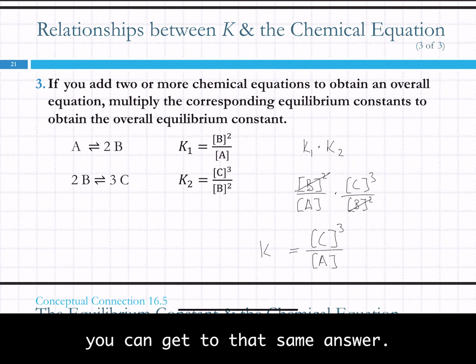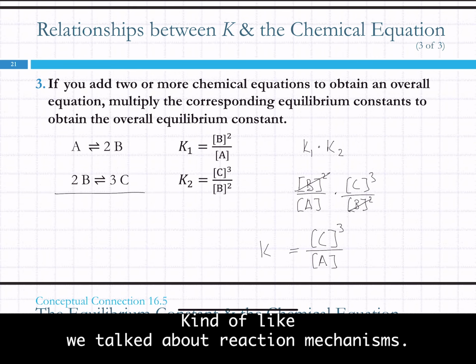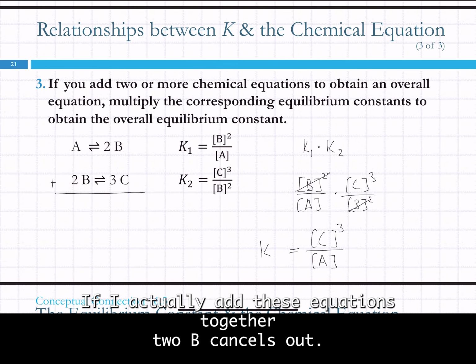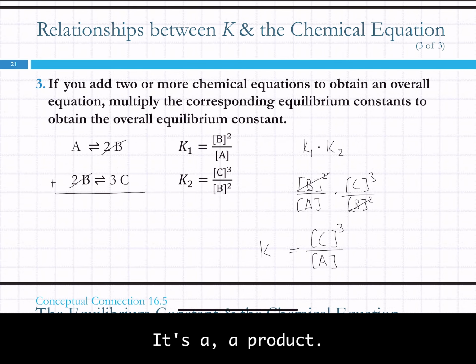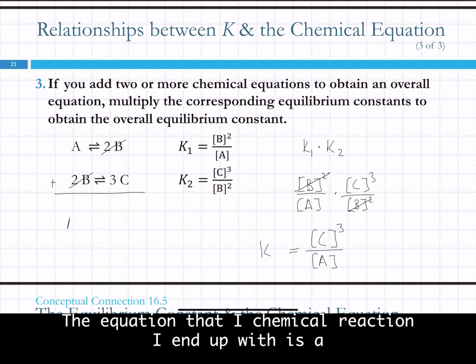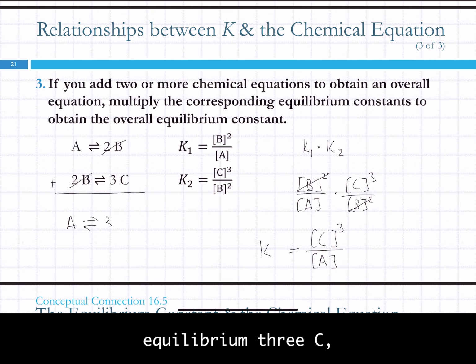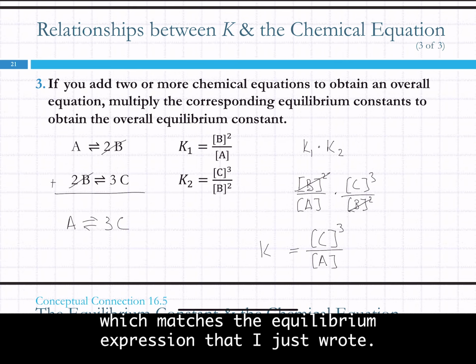What's another way you could get to that same answer? Yeah, kind of like we talked about reaction mechanisms. If I actually add these equations together, 2b cancels out because it's a reactant and a product. And the chemical reaction I end up with is A equilibrium 3c, which matches the equilibrium expression that I just wrote.